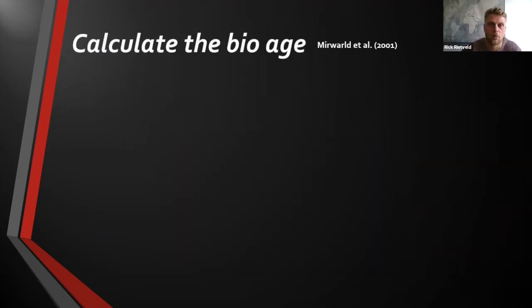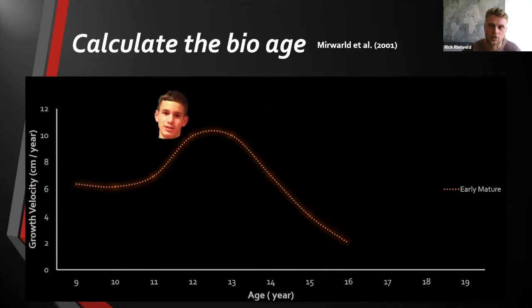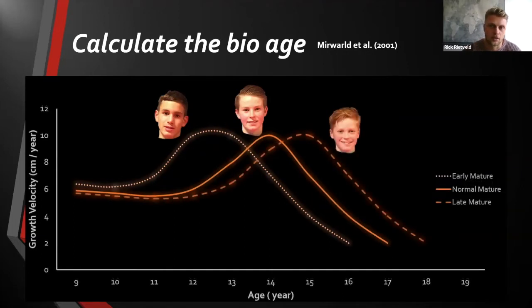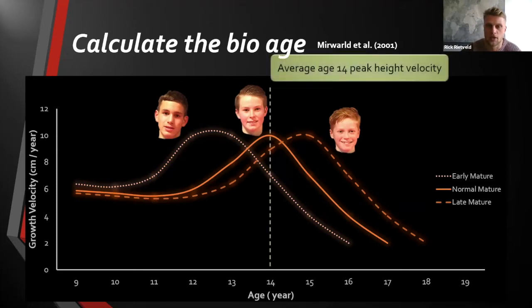But if you take a look at the biological age, we're using the Mirwald formula. And the Mirwald formula is based on an average, normal guy who gets his growth spurt around age 14. So the middle guy is the average guy, he gets his growth spurt around age 14. The left guy, the tall guy, is the early mature, and the right guy is the late mature. To calculate the biological age, we say the normal guy at age 14 gets zero. His biological age is the same as his normal age.